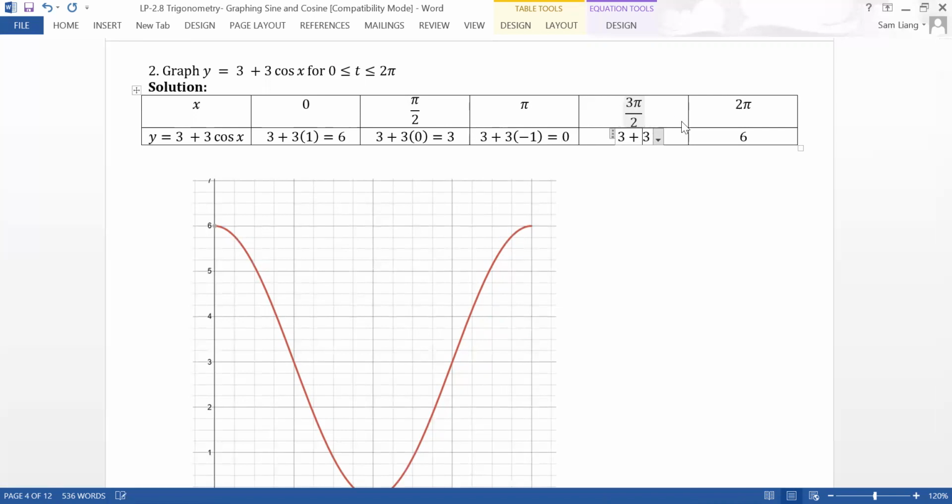Then we have cosine of 3 pi over 2, which is 0. So that'll be 3 plus 0, which is 3. And then 3 plus cosine of 2 pi is 0. Oh, sorry, 1. My fault. 3 plus 3 is 6. Okay. All right, so those are your y values for this cosine graph, 3 plus 3 cosine x.